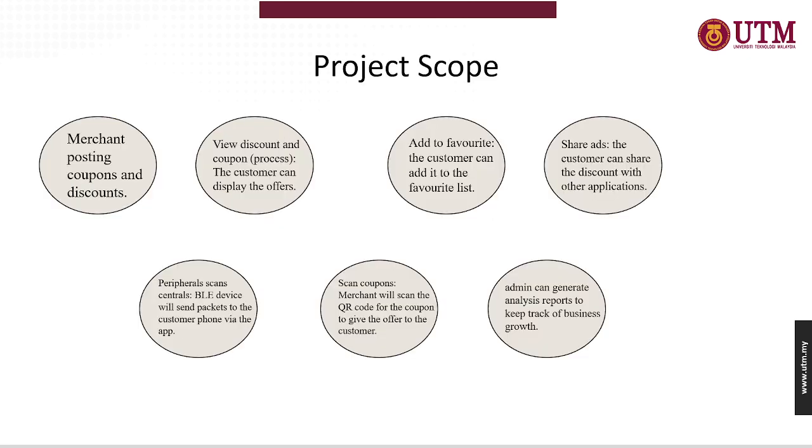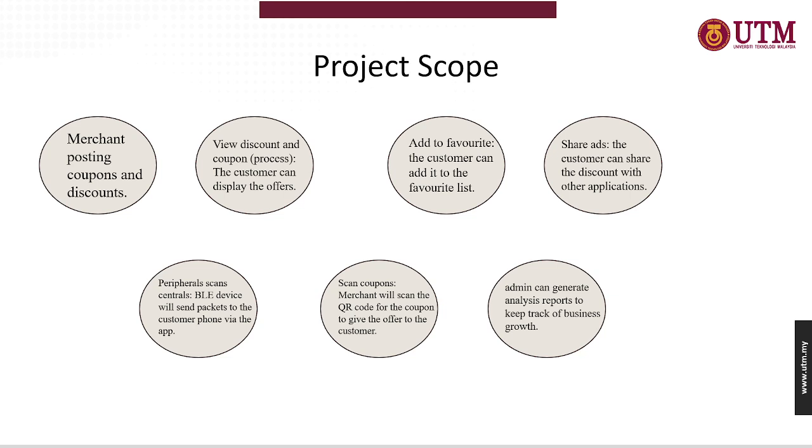For the project scope, we have seven main scopes here. Merchant posting coupons and discounts, and viewing discount coupons. The customer can display the offers and add them to their favorite list. Share ads, so we can share the discounts to other applications.